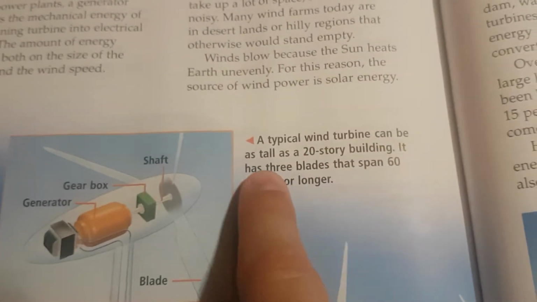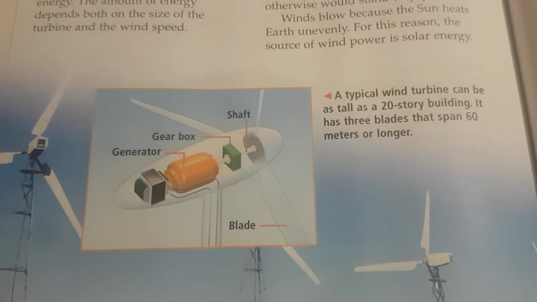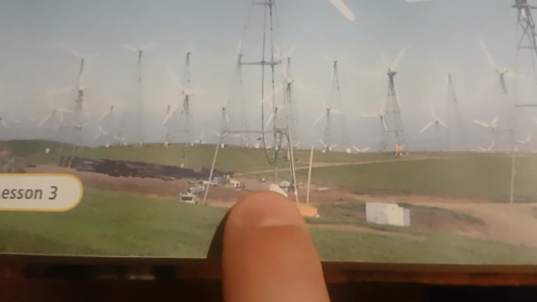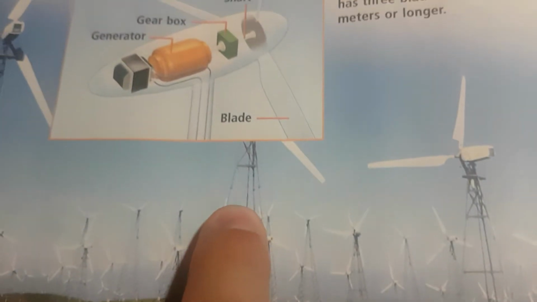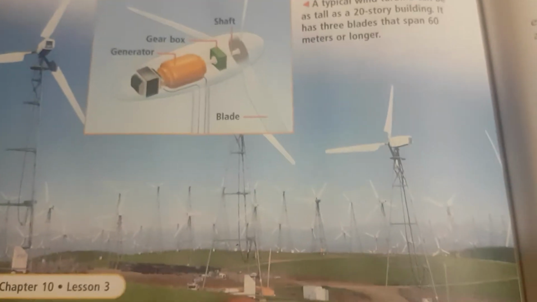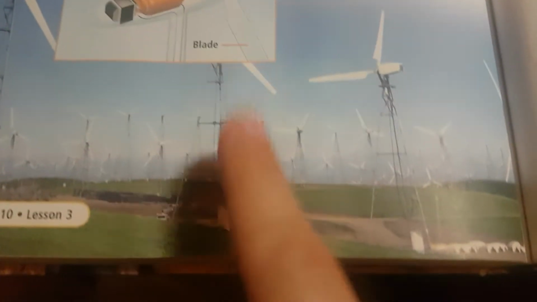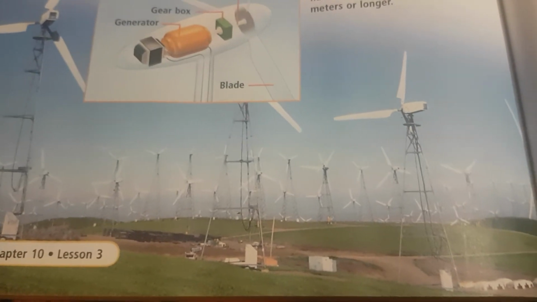A typical wind turbine can be as tall as a 20-story building. It has 3 blades that span 60 meters or longer. Wow, that's huge. And here's a way to know that: look at this picture. There is a semi-truck, and there's how big the wind turbine is. I can actually tell from this picture because I've driven by these. These wind turbines are in the hills between the Central Valley and San Francisco. As you drive through the hills, you can see this wind farm.